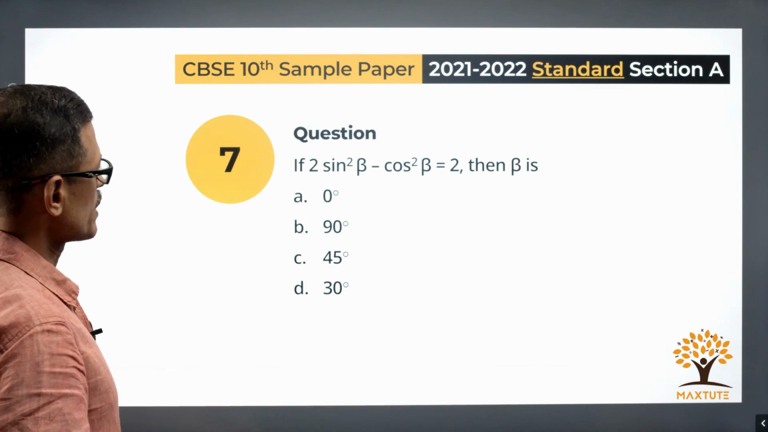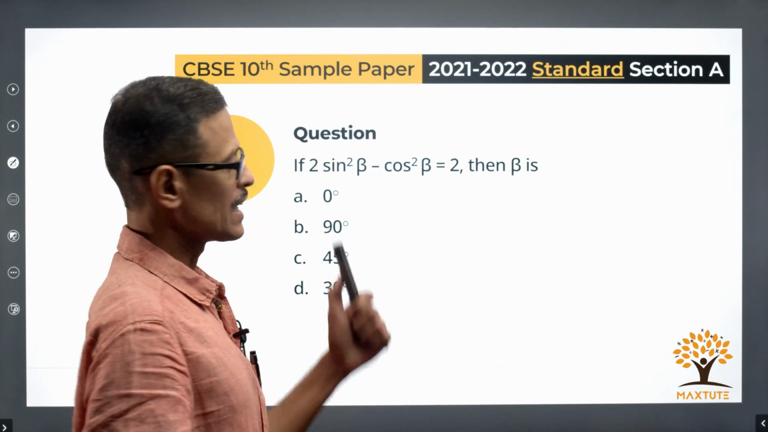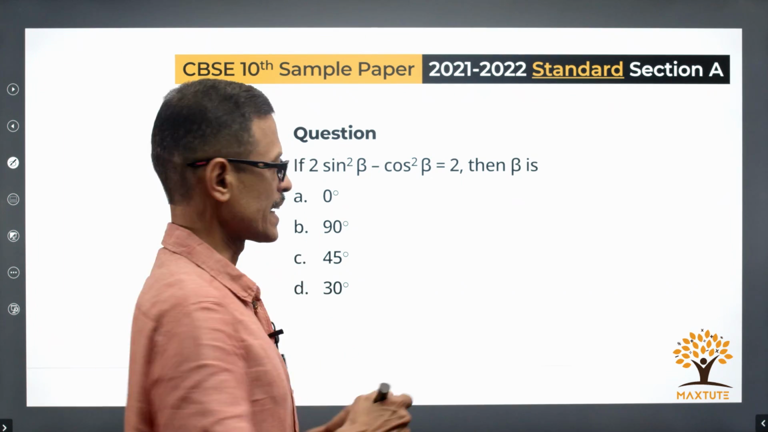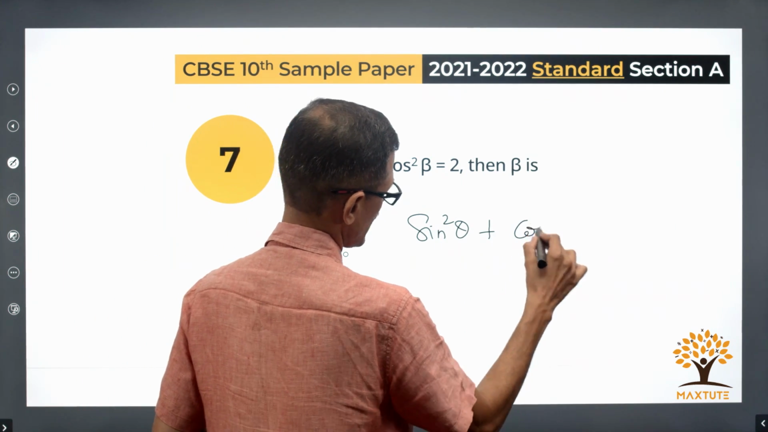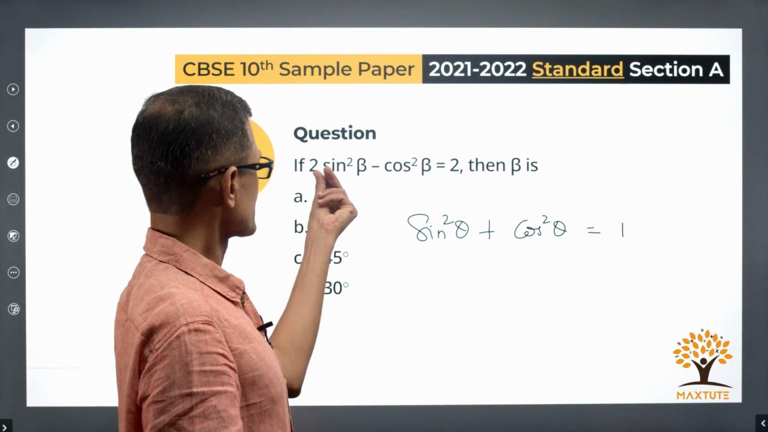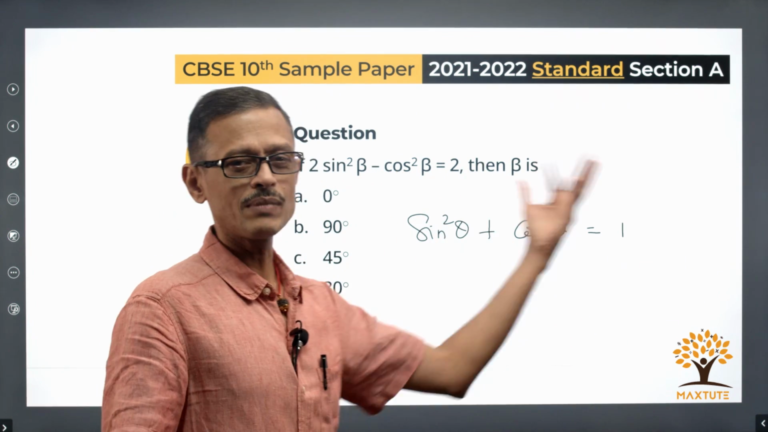If 2 sin square beta minus cos square beta is equal to 2, then what is the value of beta? To solve this question, we are going to be using the trigonometric identity sin square theta plus cos square theta is equal to 1. So, we are essentially going to write either sin square theta as 1 minus cos square theta or cos square beta as 1 minus sin square beta.